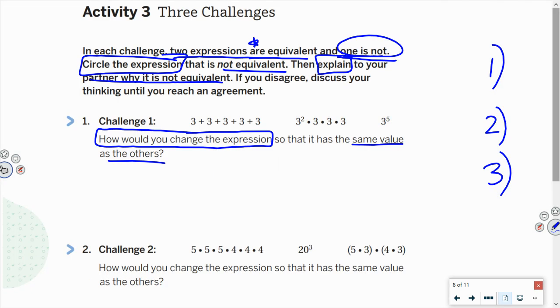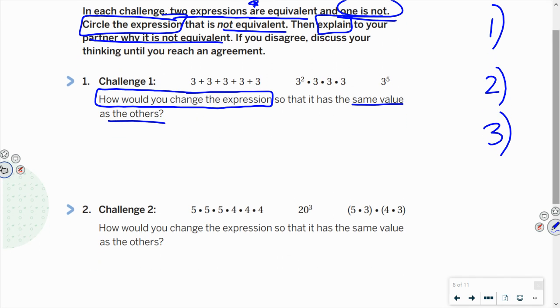All right, I'll do challenge 1 with you. So we have 3 plus 3 plus 3. We have the summation of 5 3s. Then we have, oh, that's the product. Okay. So immediately I notice that the other 2 are equivalent. This one is not. Why? Because it's addition instead of multiplication.